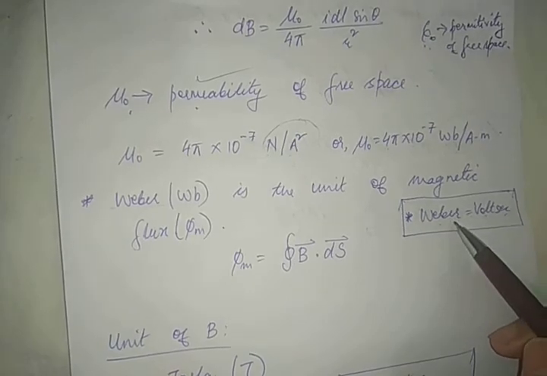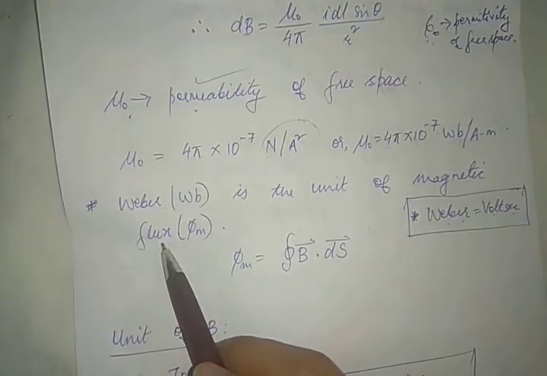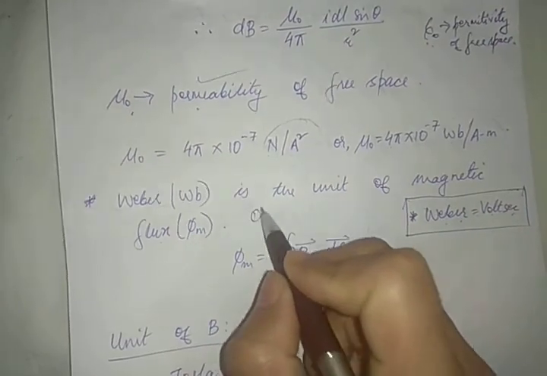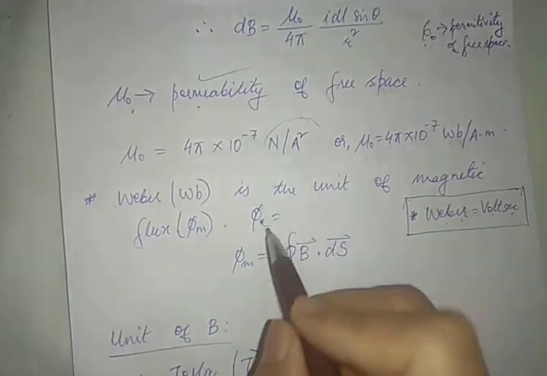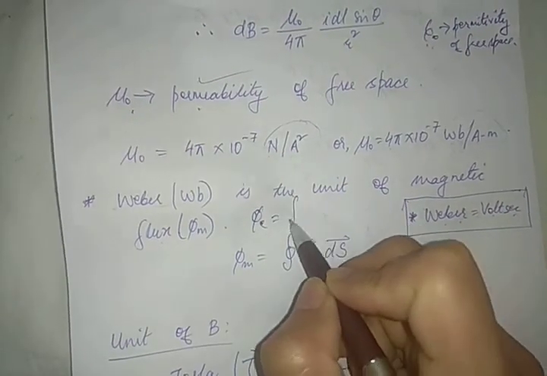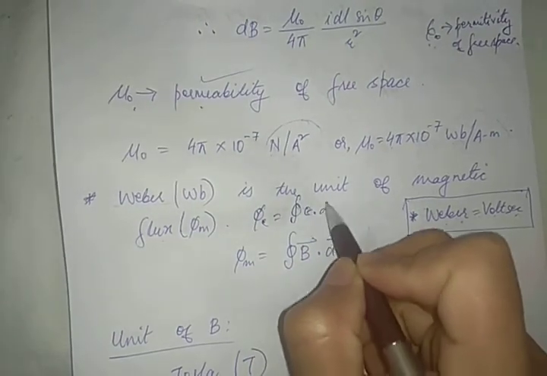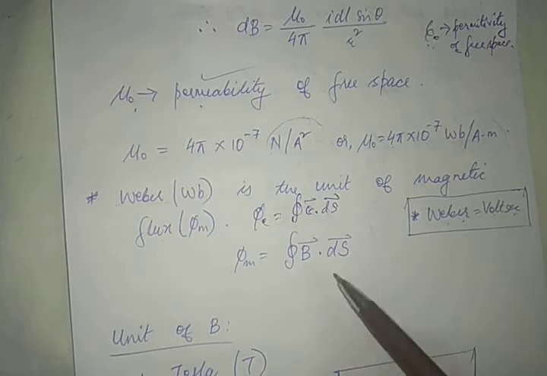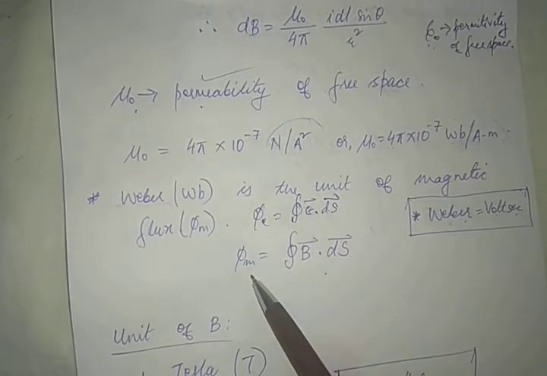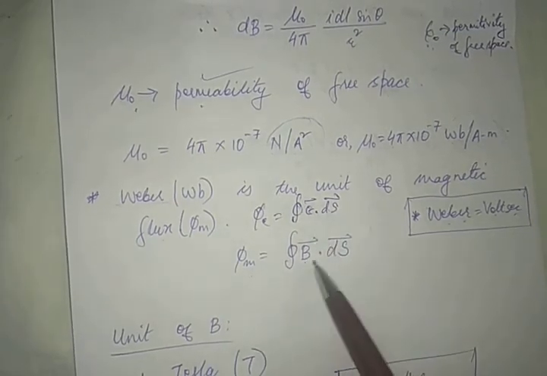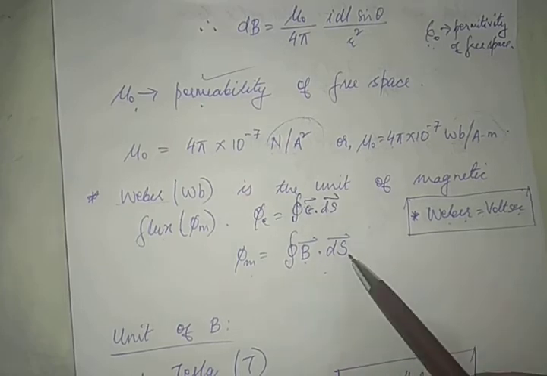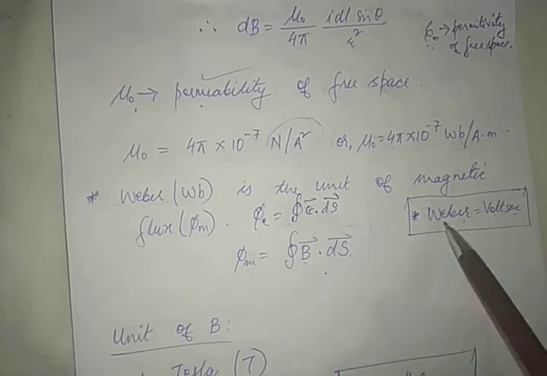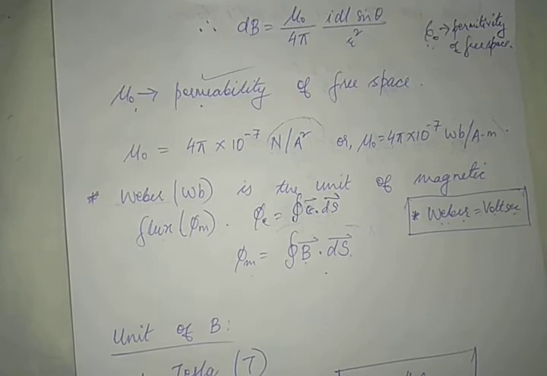And Weber happens to be the unit of magnetic flux. Remember electric flux? You dealt with this in Gauss's theorem. Electric flux was E dot ds. So like electric flux, you have magnetic flux denoted by phi subscript m, which is equal to B dot ds. And the unit of magnetic flux is what is called a Weber.